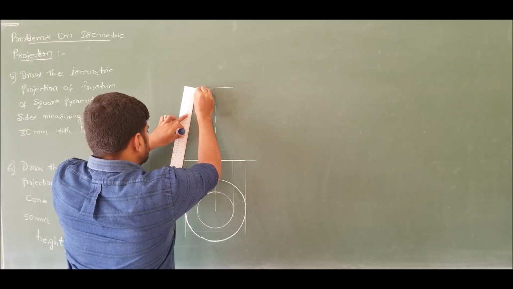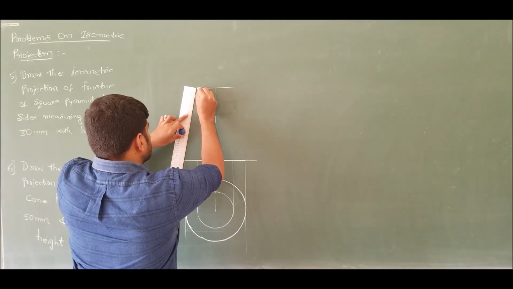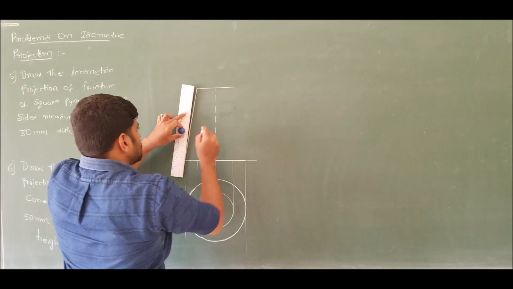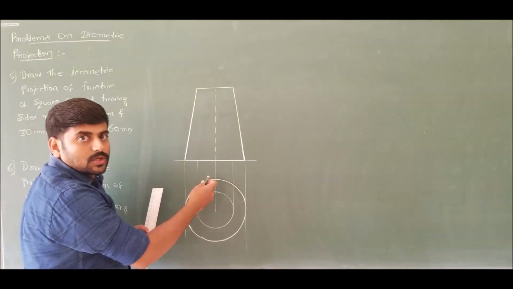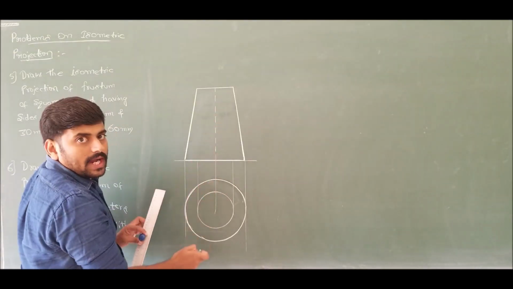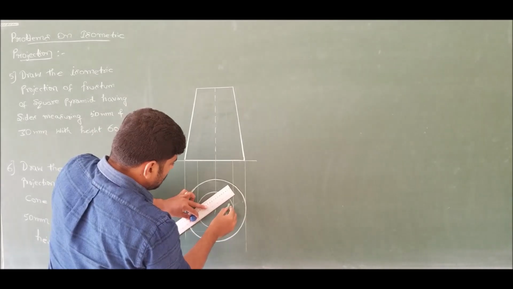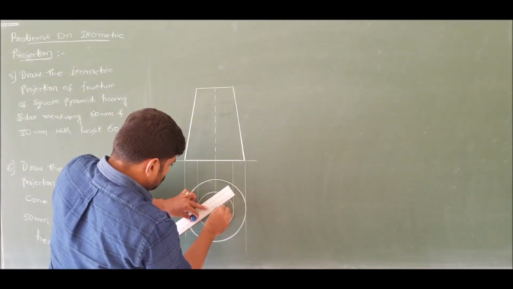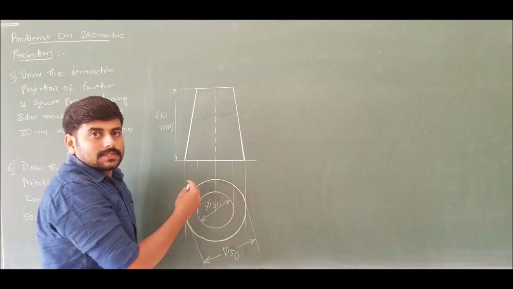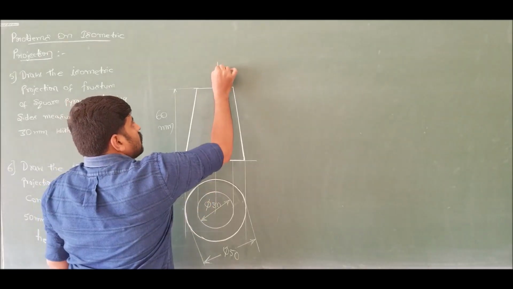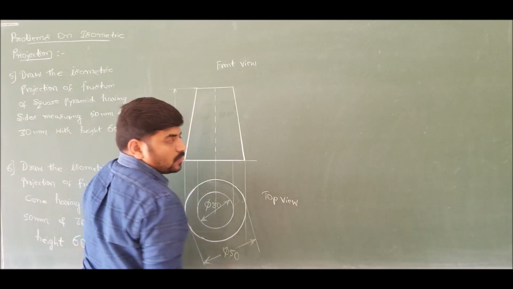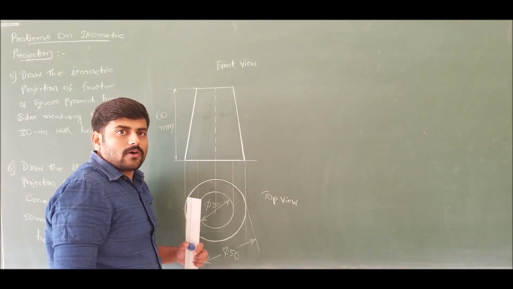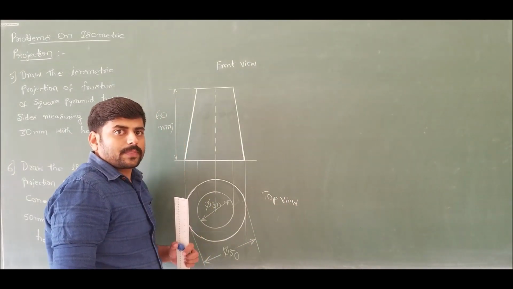Join the longer edges, which are nothing but slant generators. Show the dimensions of front view and top view. If I show the dimensions, this completes the required front view and top view of frustum of cone.